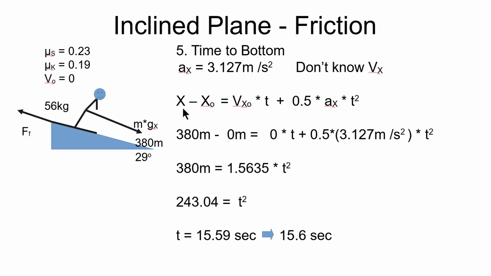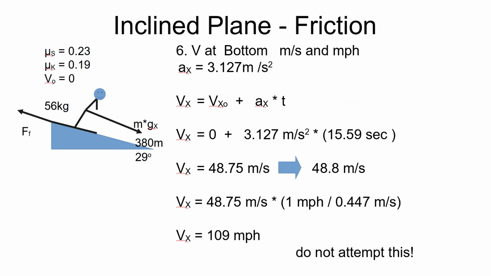We know how far the person's going to go. Their final position is 380 meters away from their starting position. They started from rest, so Vx naught is 0. And then 0.5, we calculated the acceleration on the previous slide, and then t squared. Again, pause the video, pull out your calculator. I came up with 243.04 as t squared. Taking the square root of both sides, 15.59 seconds or 15.6 seconds would be the time for the skier to move down 380 meters.